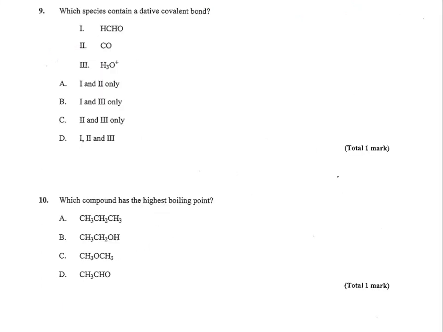Number 9 wants to know which species contain a dative bond, dative covalent bond. And at least 2 of them do, possibly all 3. So a coordinate covalent or a dative bond, if you don't remember, is when one species donates both electrons. And if you drew these using the method I've shown you, it maybe would have become obvious which 2 of these had similarities and which one didn't.